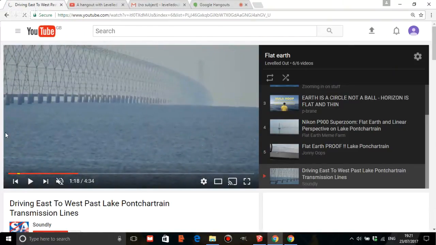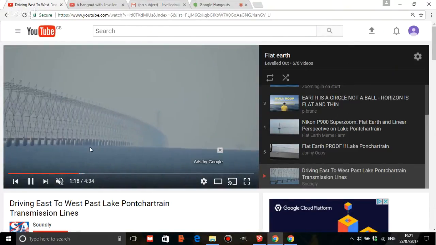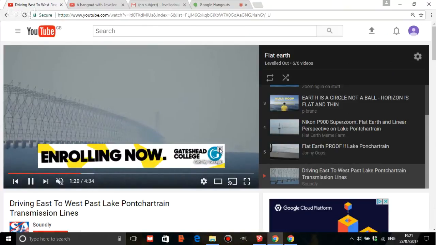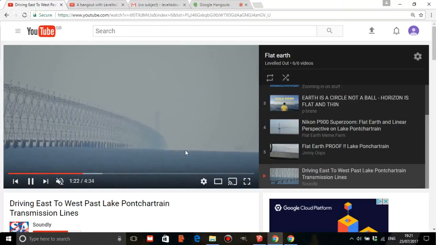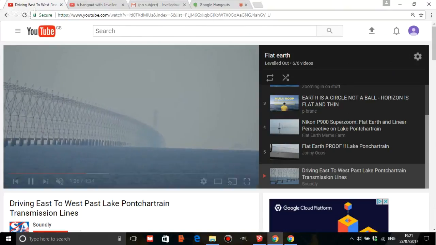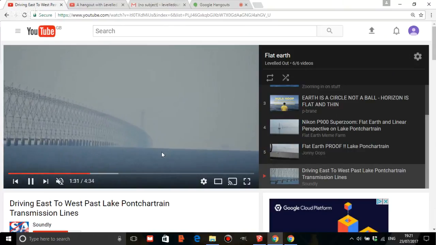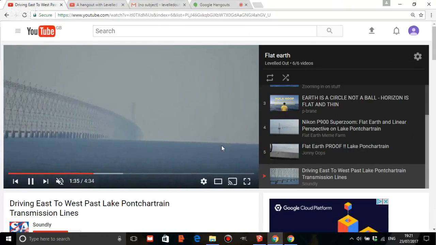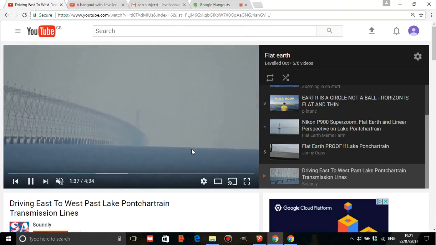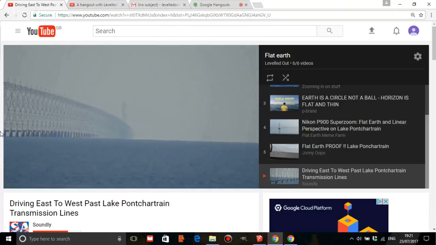And here we can see the definite appearance of curvature. And yes, what I argue here is that the horizon, this is not the horizon. Then where do you think the horizon is? Well, based off what perspective tells me, I would put the horizon.